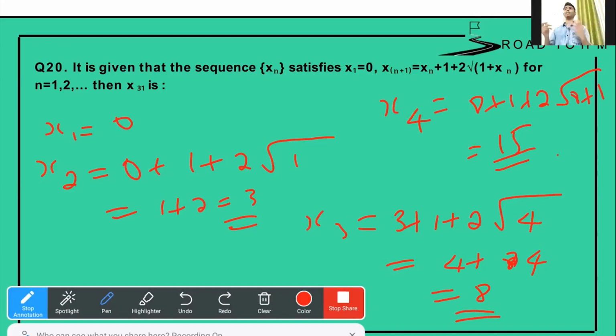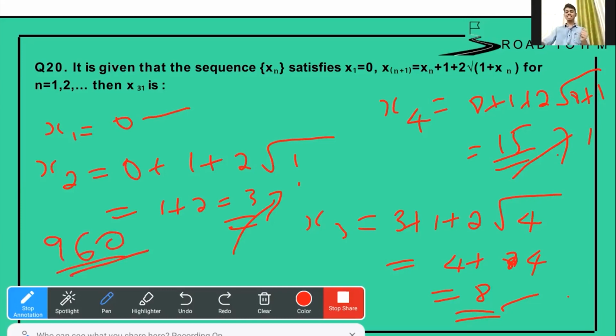Now, if you look at the question, if you try analyzing the pattern, you'll see that there is a really evident idea or pattern. 1 square minus 1 is 0. 2 square minus 1 is 3. 3 square minus 1 is 8. 4 square minus 1 is 15. That's the idea. So x31 would be 31 square minus 1. So 31 square is 961, minus 1, 960.